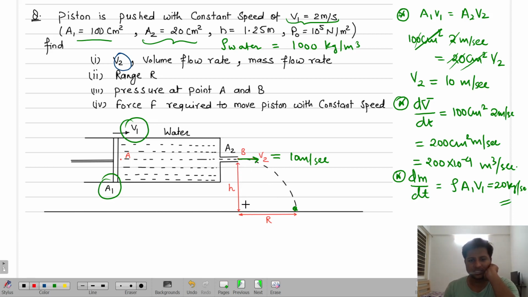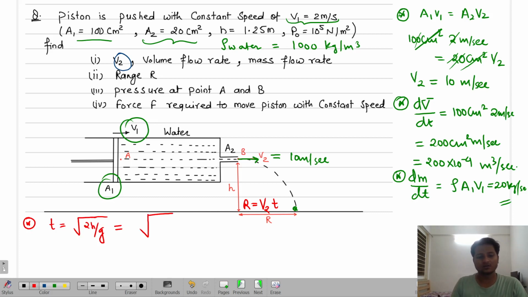This range R is nothing but, see, in the horizontal direction there is no acceleration. So range R is nothing but velocity along horizontal, which is v2, into the time of flight. Are you able to get me or not? So the first task is to find the time of flight. Time of flight is nothing but root under twice h by g, isn't it? Because there is no velocity in the vertical direction. So I'm directly writing it.